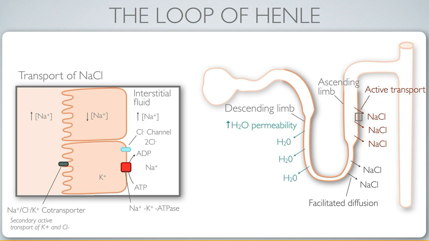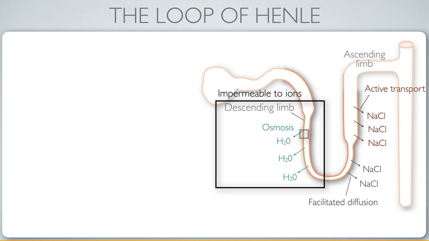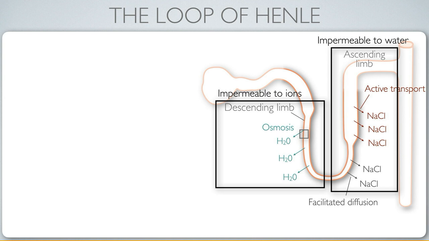Sodium-potassium ATPase is already pumping out sodium, so that's the sodium side of this active transport. And here we see, through secondary active transport and facilitated diffusion, the transport of chloride ions as well. So in the descending limb of the loop of Henle, we have an impermeability to ion flux, but instead a focus on using osmosis to extract water from the filtrate and concentrate it as a consequence. And on the ascending limb, the membrane is impermeable to water, but we instead have the transport of NaCl through active transport.